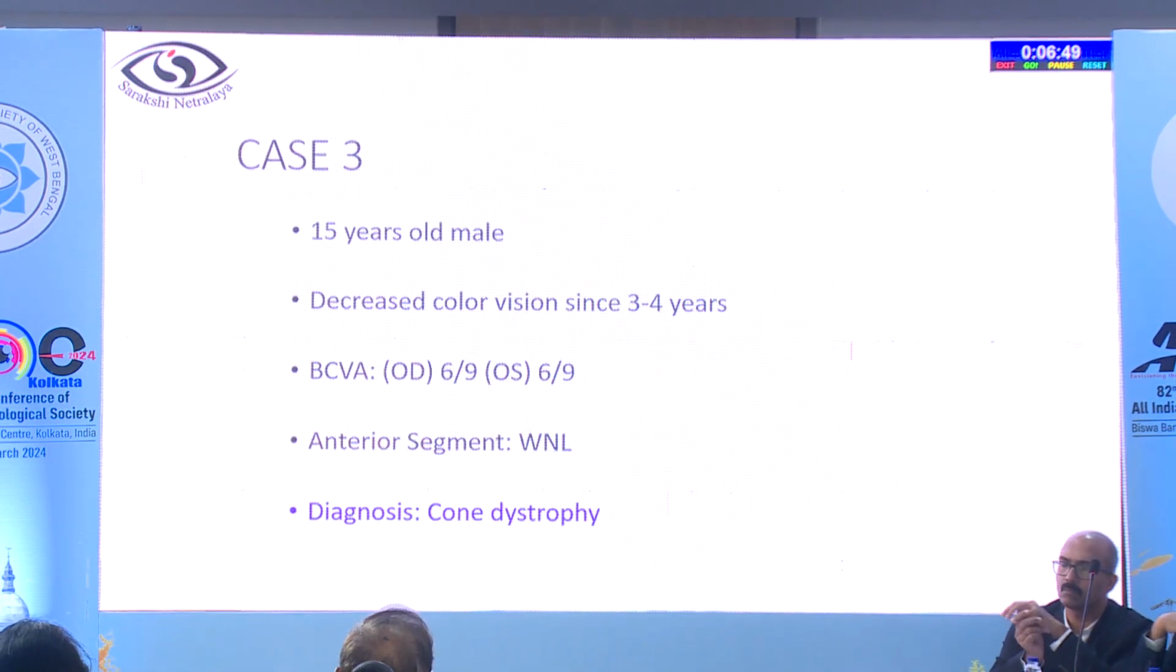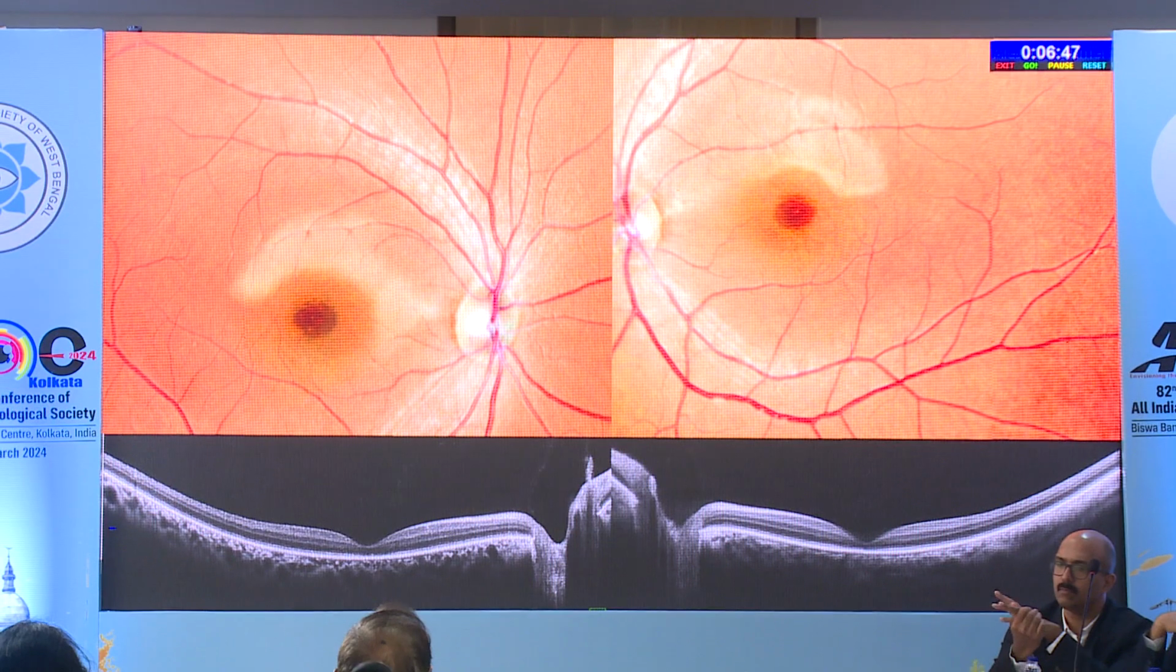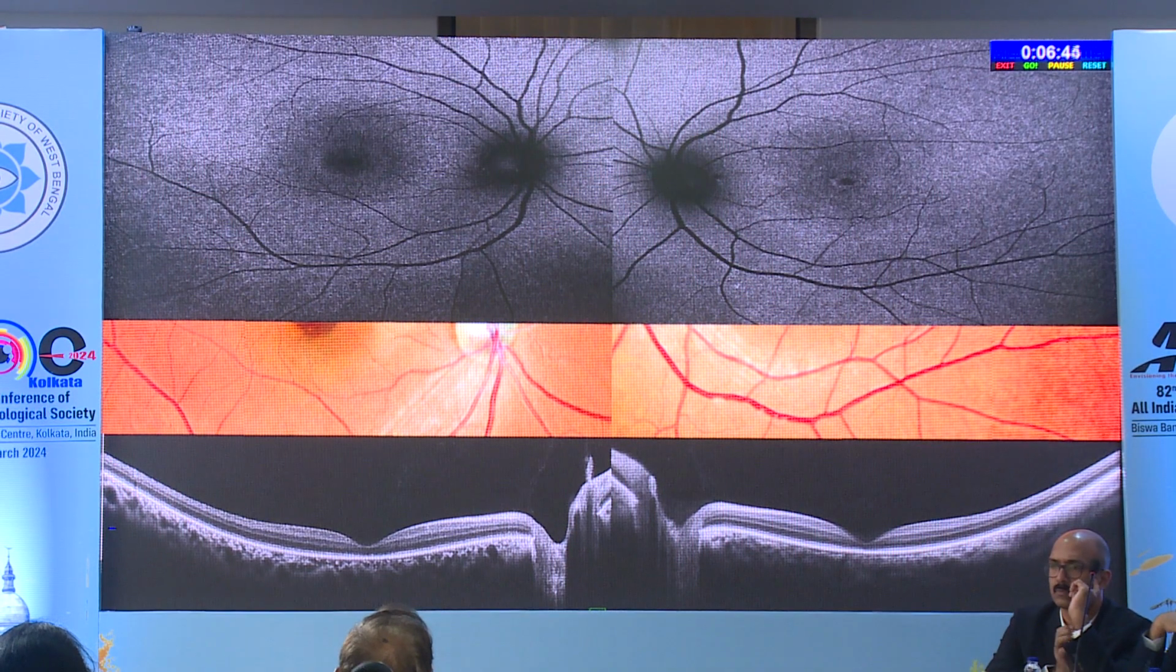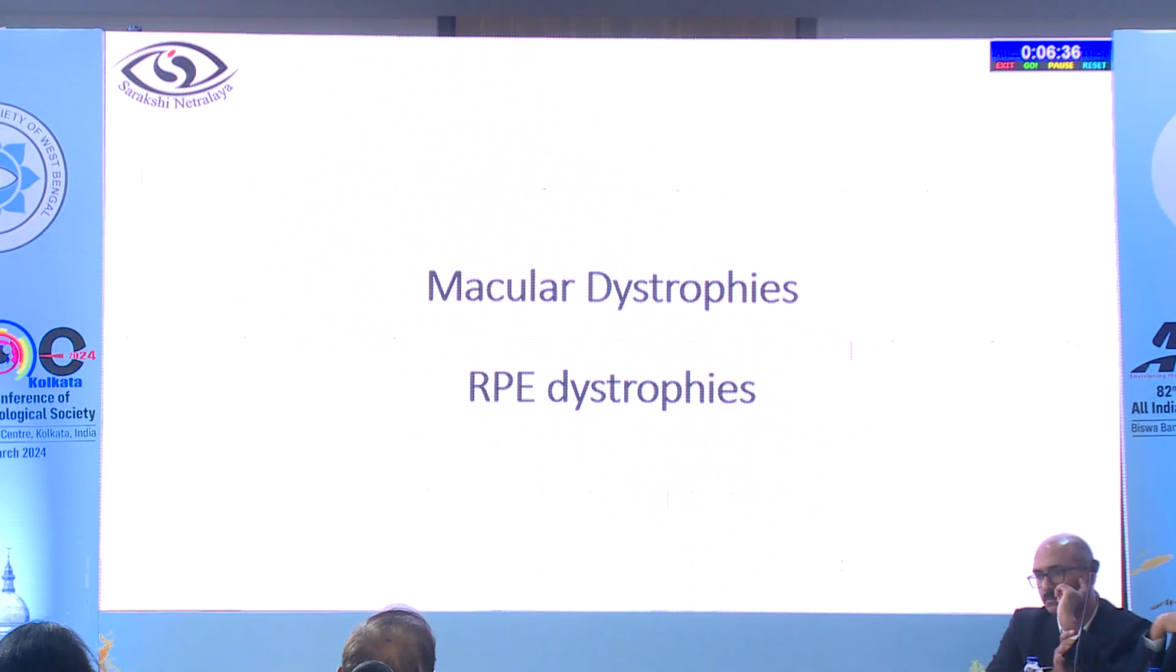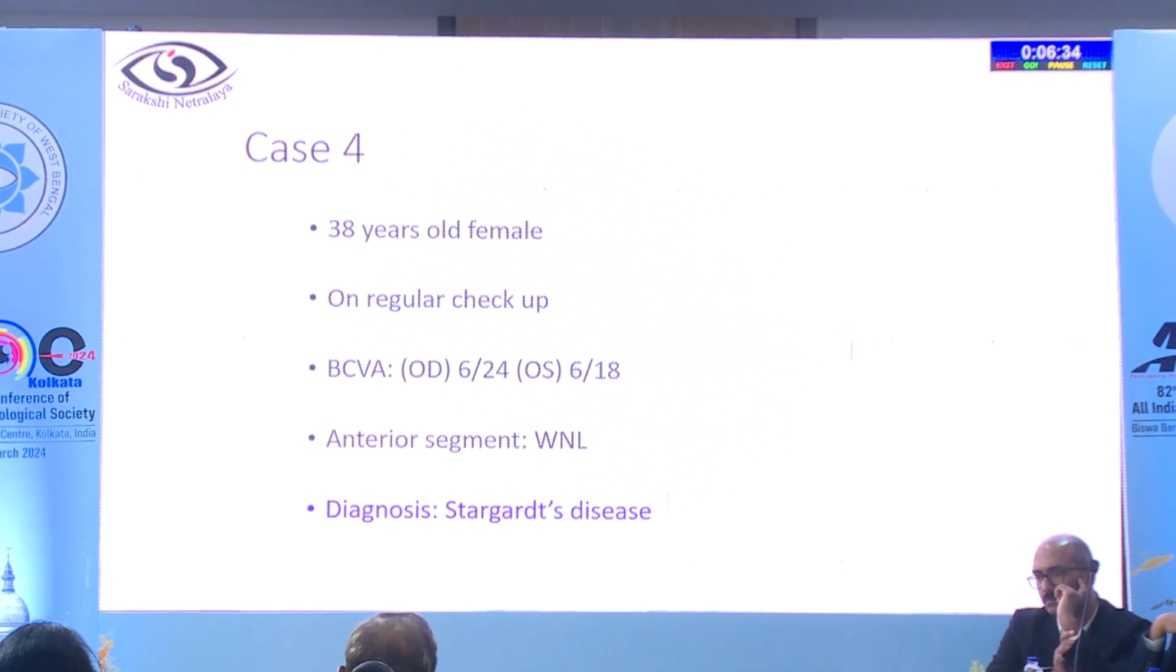This is a case of cone dystrophy. The center is involved. On the FAF, yes, the classical pattern. In this case, retro mode was not much contributory, as it only shows the diseased retina in the central part. So now let's see the RPE dystrophy cases, whether retro mode helps us in these cases or not.